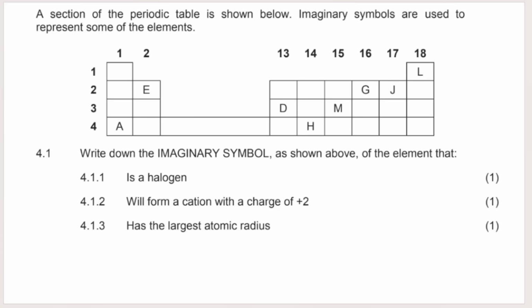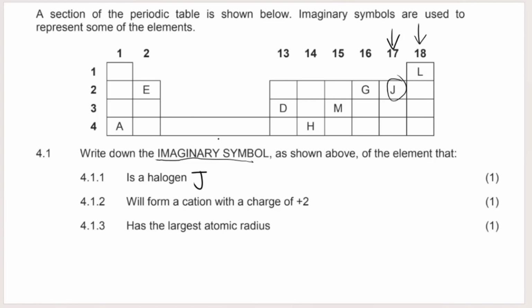Question 4 gives a section of the periodic table, and it gives imaginary symbols to represent some of the elements. So you can see that A, obviously that's not a symbol for an element, that's to represent an element. Then it says write down the imaginary symbol, in other words A, E, D, H, M, and so on, of the element that is a halogen. We know that group 18 represents the noble gases, therefore the halogens are next to the noble gases, group 17 over there, and that would be J.